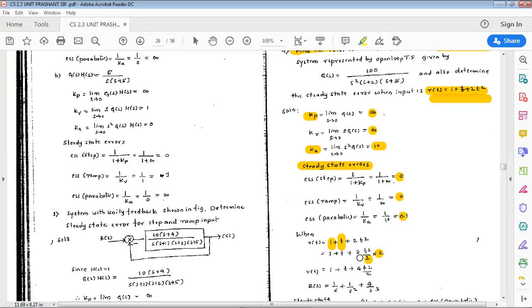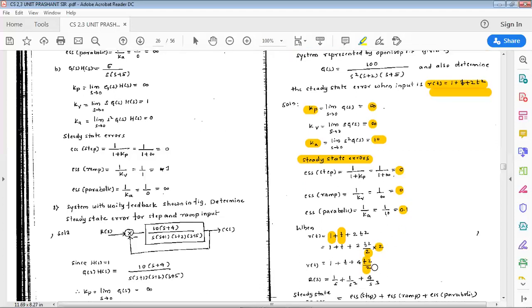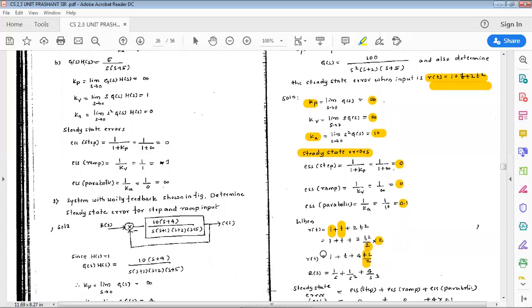So this results in 1 plus t plus 4 times t square by 2, so this t square by 2 is a parabolic input. For that parabolic input, we have the steady state error. So we can easily write the steady state error due to this input, right? Now its R(s) is what? 1 results in 1 by s. t will be 1 by s square. t square by 2 will be 1 by s cube. Here 4 is there. So therefore 4 by s cube.